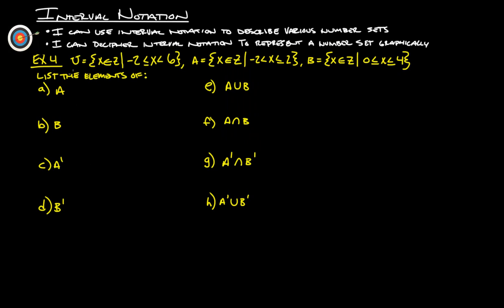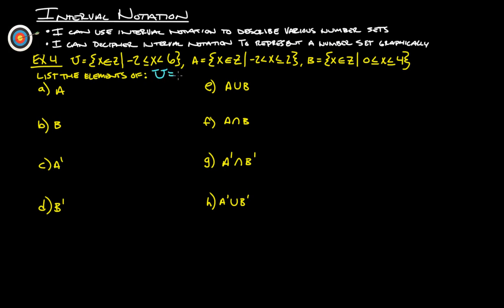Okay, example 4. U with the little horseshoe type thing there. That's our universal set. That means the universal set has the only numbers that we're worried about throughout this entire problem. We don't know any other numbers. The only numbers we care about are in the universal set. Then it gives us set A, set B, and it's going to ask us to list all the elements of these. It doesn't say to list the elements of the universal set, but it's going to help us out, so I'm going to go ahead and list the universal set.